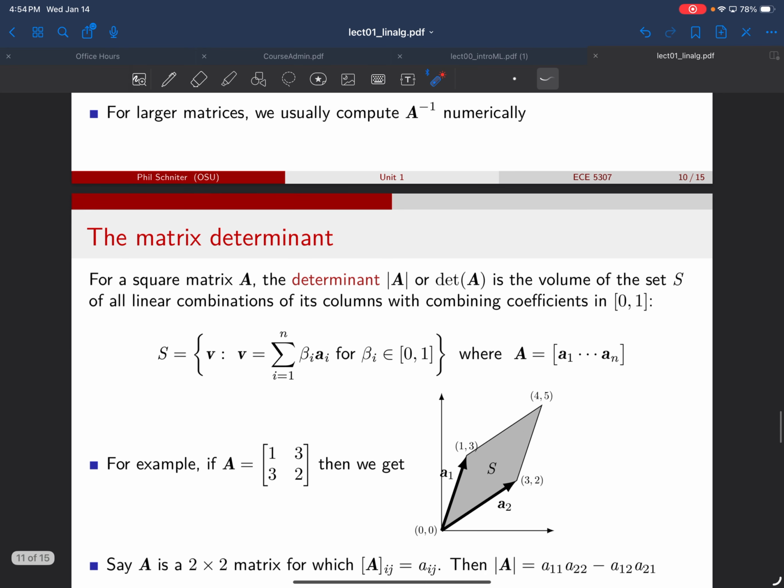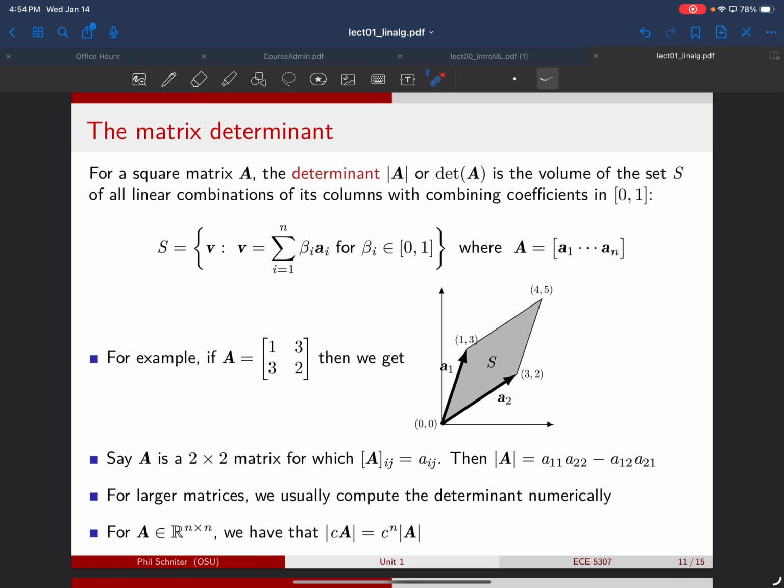Okay. What about determinants? So the determinant is a particular operation which has a nice geometric interpretation. The determinant of A is the volume of the set of all linear combinations of its columns with combining coefficients between 0 and 1. So let me give you a visual example.